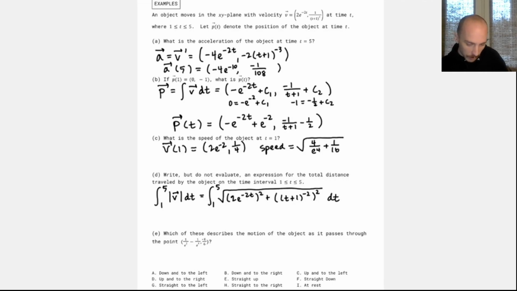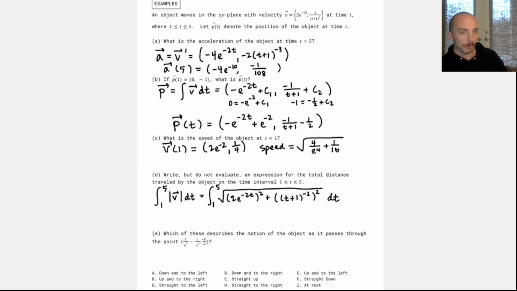Okay, and then for E, I recognize that if you just look kind of critically at this, the velocity vector is always going to have all positive components for any time t. But in a different situation where that wasn't true, the first step for this type of problem would be to find the value of t that they're talking about.